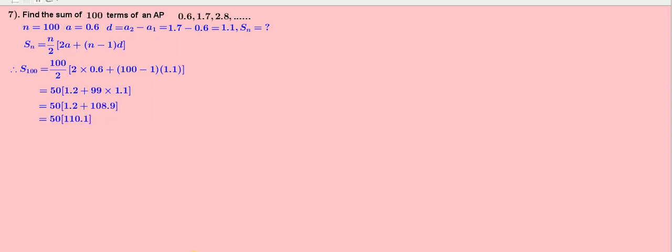Therefore, S100 is equal to 50 into 110.1. Sum of 100 terms S100 is equal to 5505.